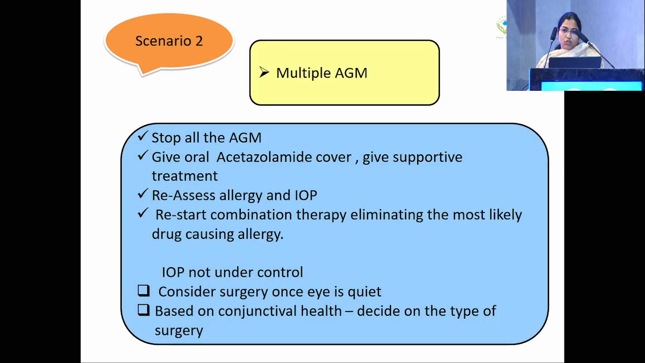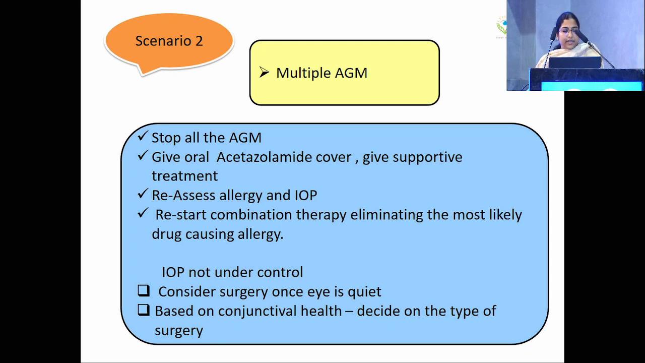But in scenario 2, where the patient is using multiple medications or is on maximal medical therapy, it is difficult to identify which drug is causing the allergy. So we preferably stop all the medication, give oral acetazolamide cover, give supportive treatment. Once the AGM allergy is a little better, we will reassess the allergy and intraocular pressure and restart a different drug or a different combination therapy, eliminating the drug which is most likely causing the allergy, either brimonidine or brinzolamide or dorzolamide.